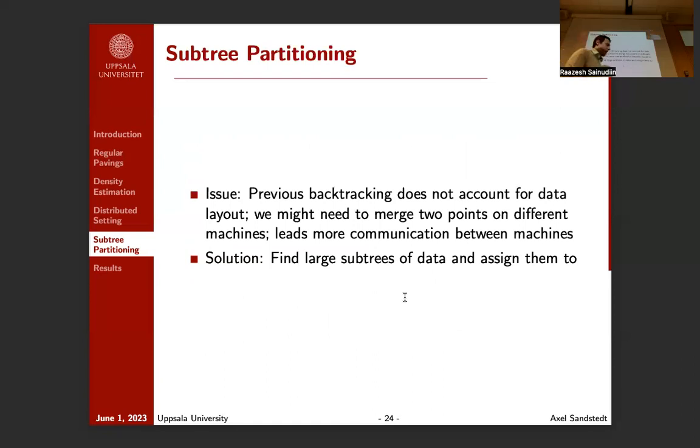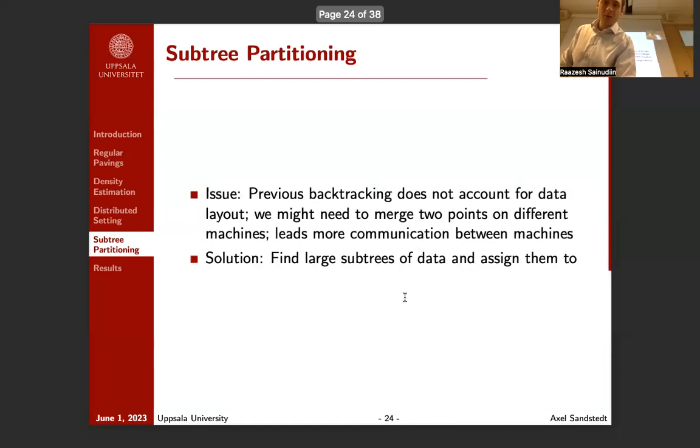So the issue with the previous backtracking is that when we start merging up cells with some count, we don't know if those 2 cells in memory reside on different machines. So there will have to be some communications between workers and so on in order to stop merging stuff. The solution to this is to find large subtrees of cells with some non-zero count in them and assign them to specific partitions. By doing that, we know that the machine containing the partition of that subtree can merge that subtree all the way up to its root, completely locally. No communications has been done.